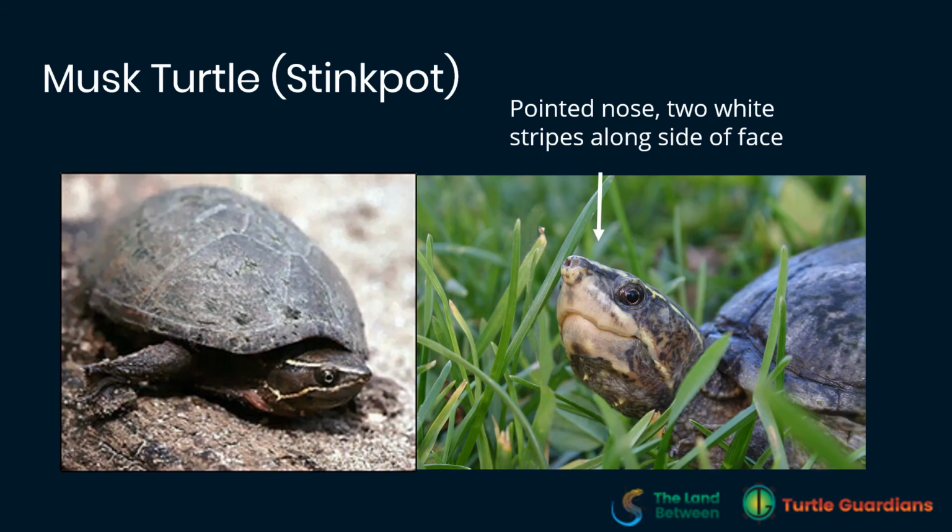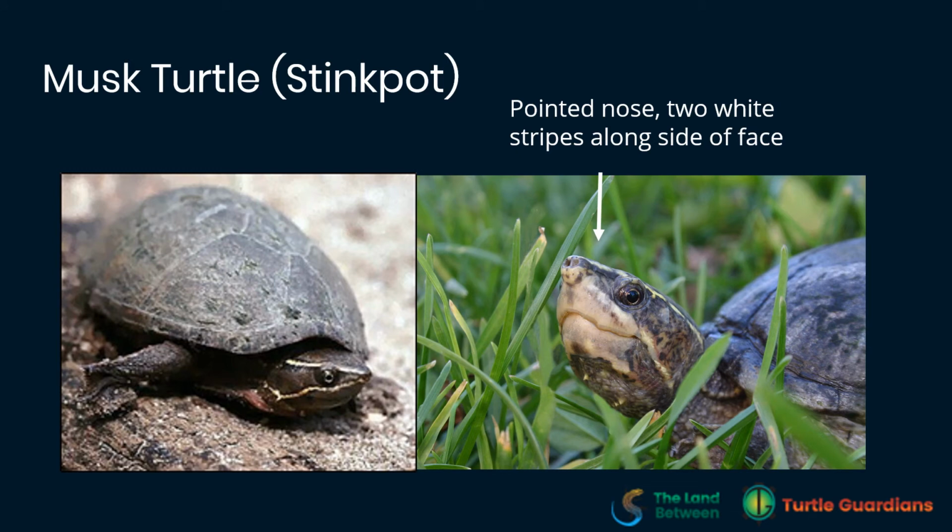So here we have our stinkiest turtle in Ontario. An eastern musk turtle, also known as a stinkpot, uses the defense mechanism of releasing a yucky smell when it is threatened in hopes that this will deter predators from trying to eat it. It is one of Ontario's smallest turtles, and its other defense mechanism is that it will also try and bite.